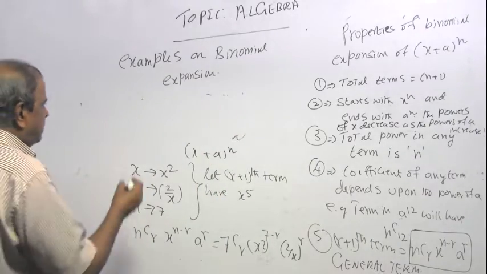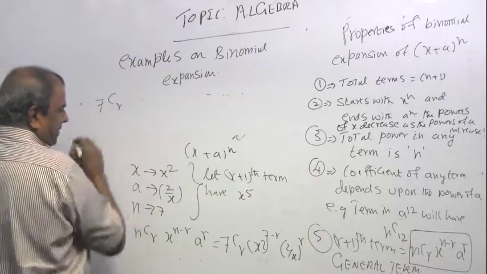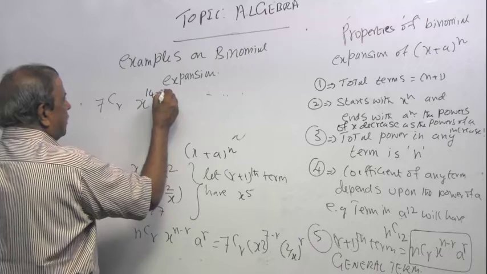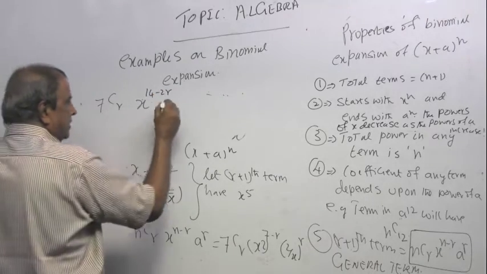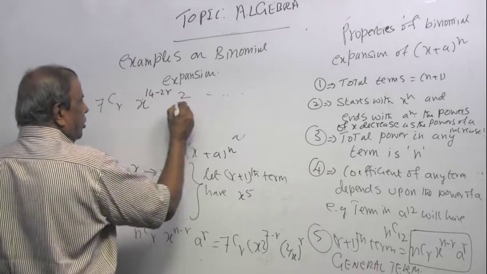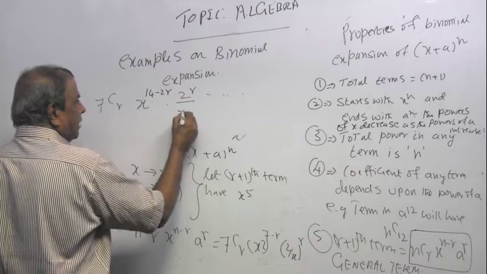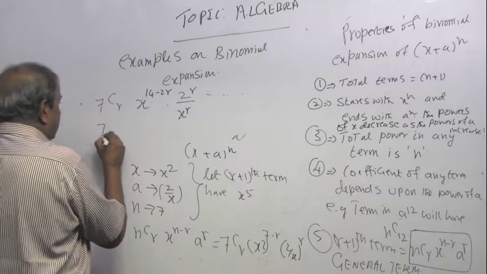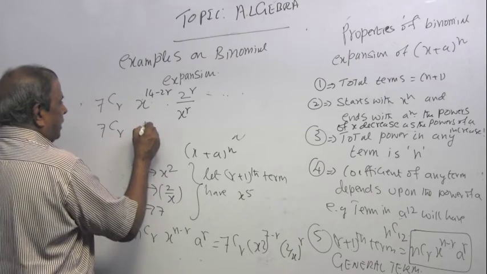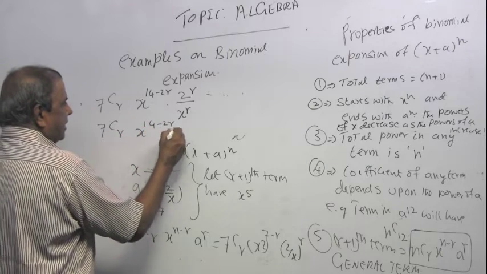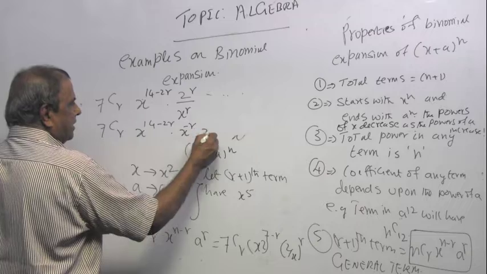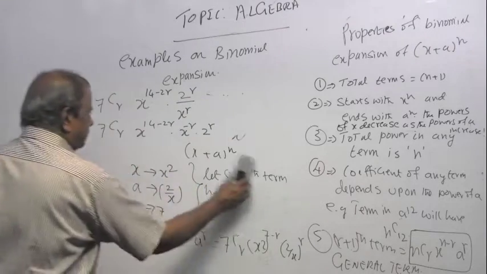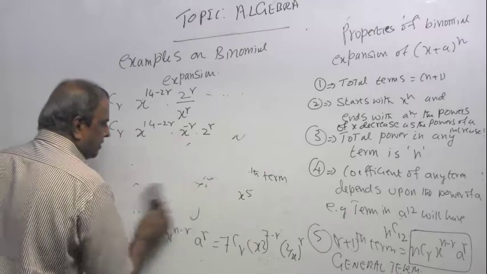So that will be 7Cr x squared power 7 minus r is x power 14 minus 2r times 2 over 2 power r over x power r. That's the term, right? So that will become 7Cr x power 14 minus 2r times x power minus r times 2 power r. Very good.